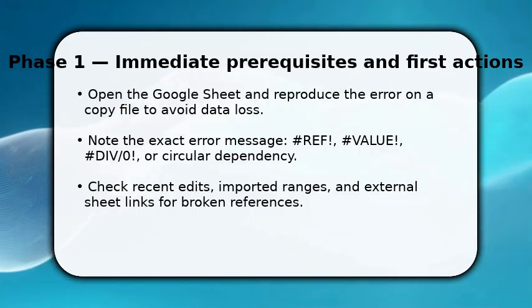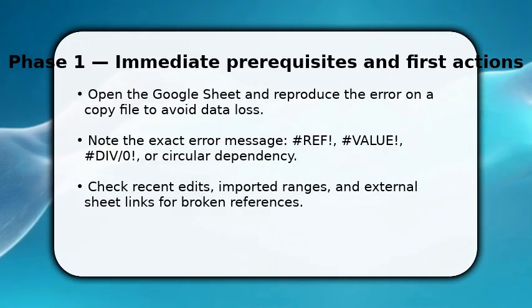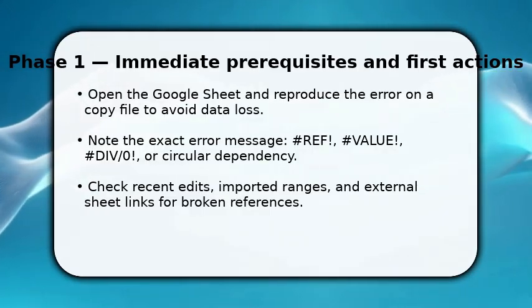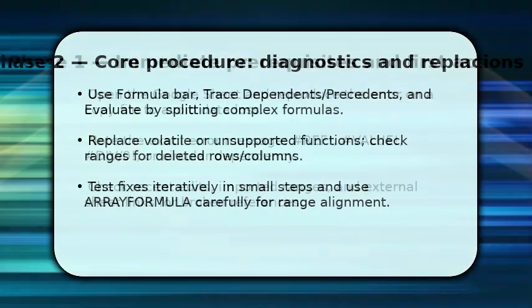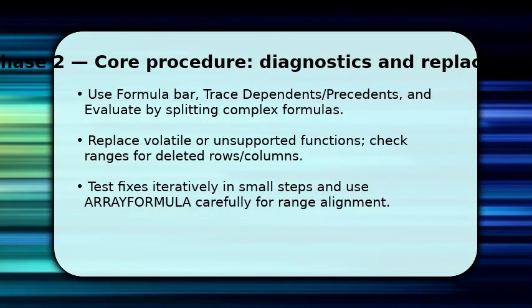Make note of external references, import ranges, and named ranges that might have changed. This initial scan saves time because you can target the likely cause instead of guessing. Now you trace the formula path to find the broken link.